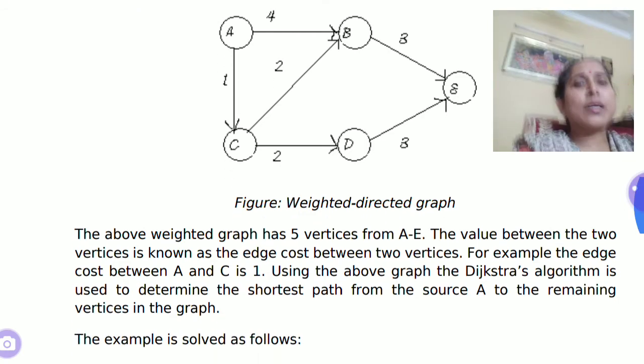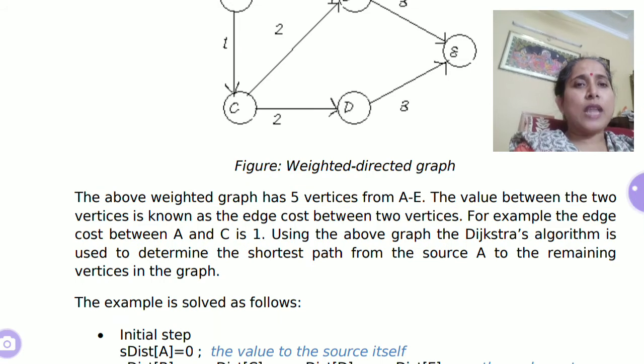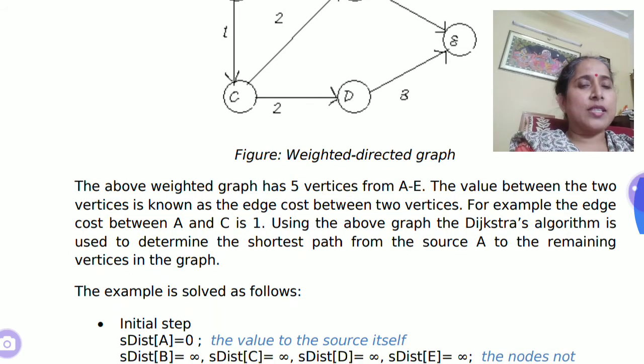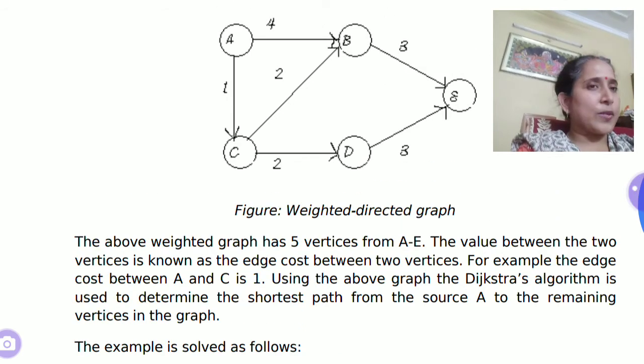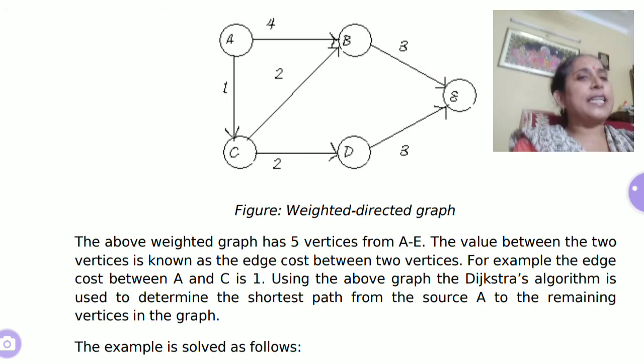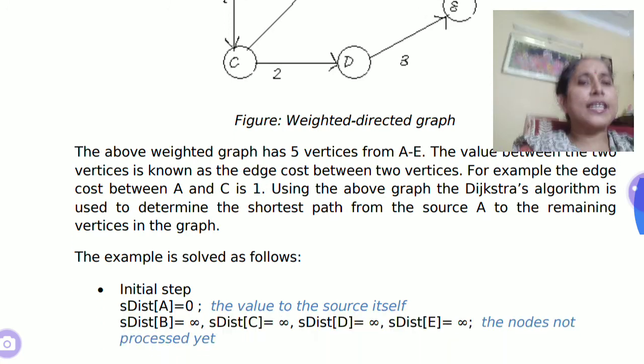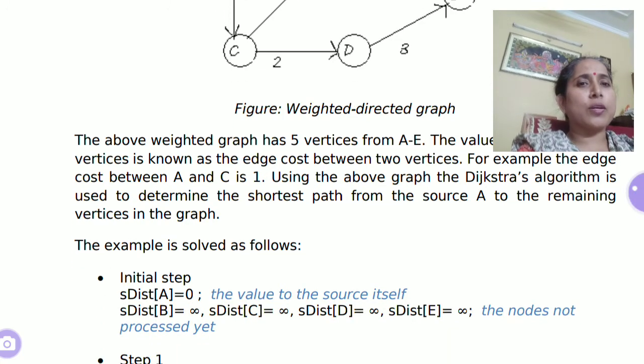So this algorithm says you start with an initial step, distance of A and B. Initially the distance of A is 0, that is my source node, and I consider B, C, D, E at infinite distance. So infinity is the symbol that is used. You can see the nodes not processed yet.